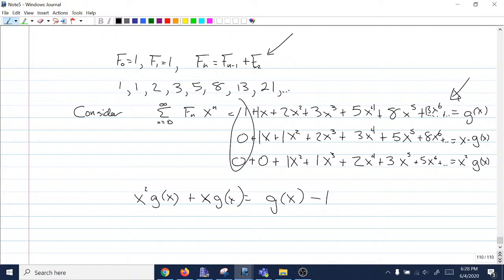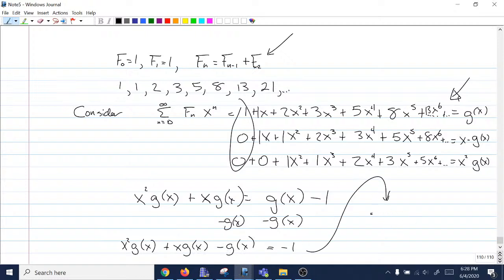Well, hey, this is a thing I can solve. This is an equation about g of x that's totally solvable. If I move the 1 to this side and the g of x stuff to the other side, what's better to move over? Let's move the g of x to the other side. I get that negative 1 equals x squared g of x plus x g of x minus g of x. Factor that g of x out, I get g of x times x squared plus x minus 1 equals negative 1. I get g of x equals negative 1 over x squared plus x minus 1.